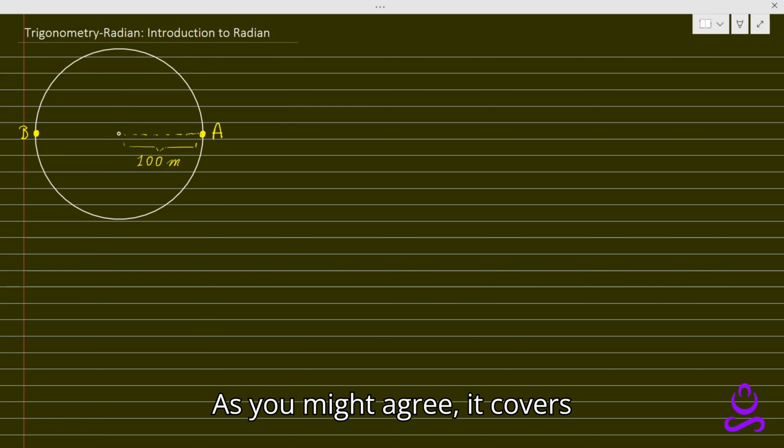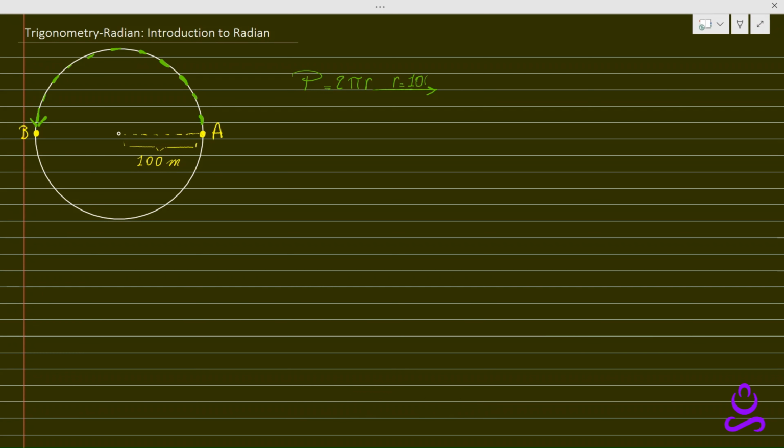As you might agree, it covers half the circumference or the perimeter of the circle. Given that the radius is 100 meters, the full circumference is 200 pi meters. So half of that is 100 pi meters, which is approximately 314 meters.